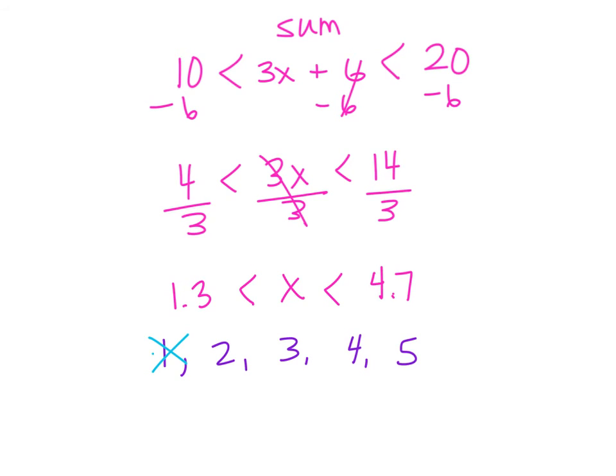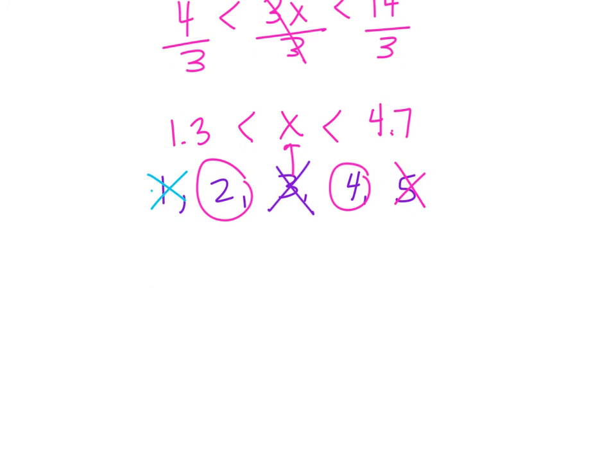The 2 could work. That could be x, our first even integer. Now 3, could 3 be x? I mean, mathematically it seems like it should work, but remember we're talking even integers and 3 is not even, so we're going to cross that off of our possibilities. 4 is less than 4.7. It's also greater than 1.3, so 4 is a possibility, and 5 is too big because x has to be less than 4.7.